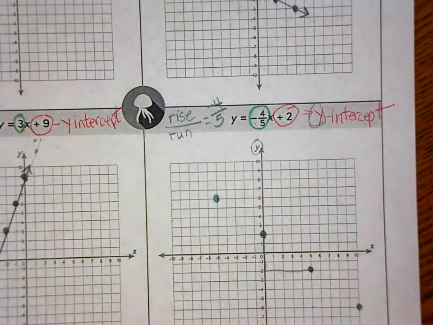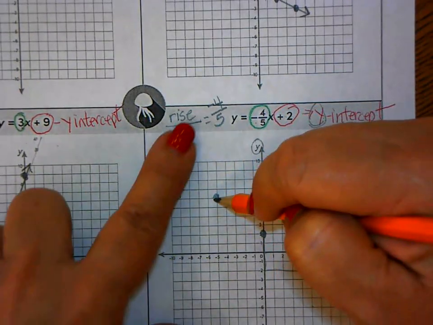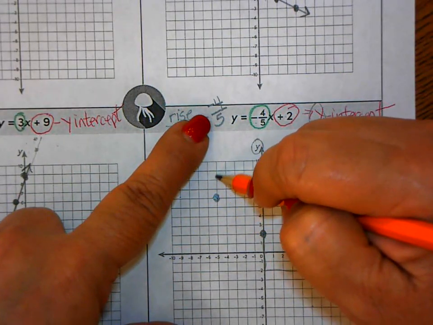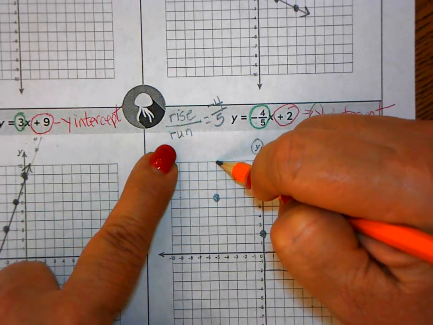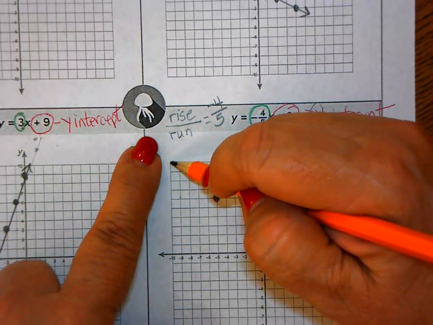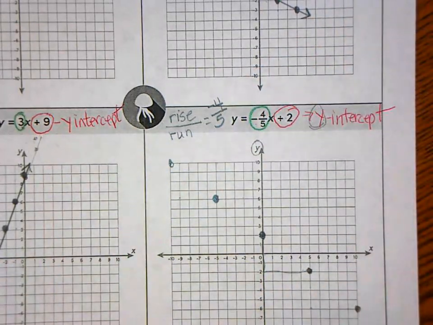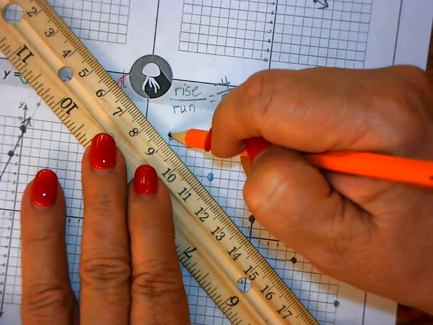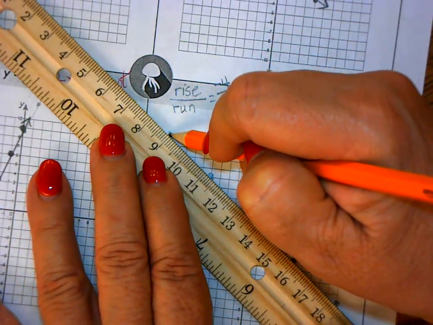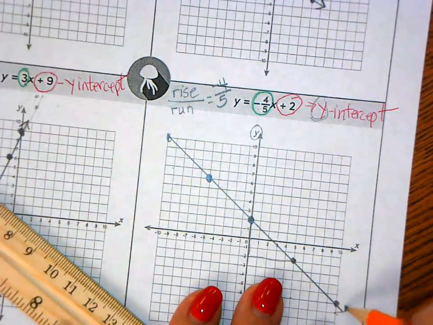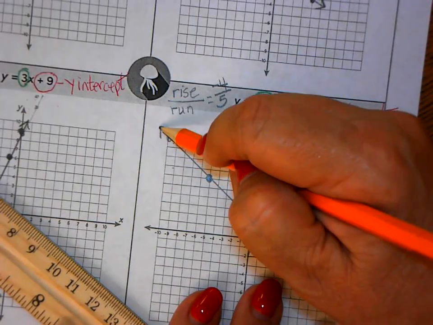And I was able to plot. If I wanted to do another one, again, it's going to be a positive 4. So I have a rise of 4, 1, 2, 3, 4, and a run of a negative 5, 1, 2, 3, 4, and 5. And now I can connect my dots or my points or ordered pairs. Okay. And that's what my line will look like.